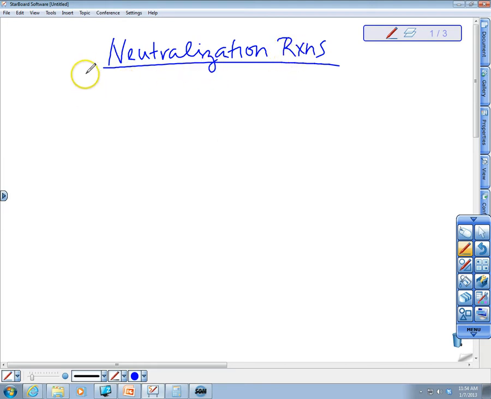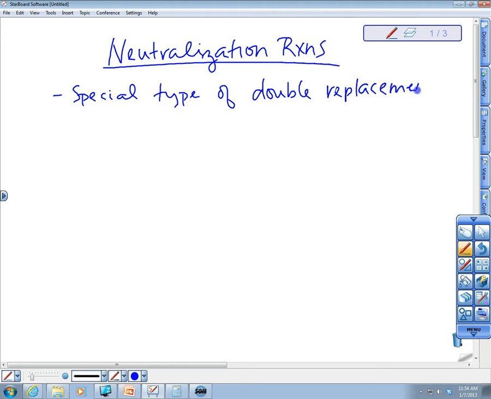All right, neutralization reactions. Neutralization reactions are really just a special type of double replacement. So it's really nothing new in terms of what's happening. It's just that we're going to use special kinds of reactants to get particular kinds of products. As you might have guessed by the name neutralization, a neutralization reaction happens when you have an acid reacting with a base. So your reactants in a neutralization reaction are always going to be an acid with a base, and you're always going to get a salt and water.